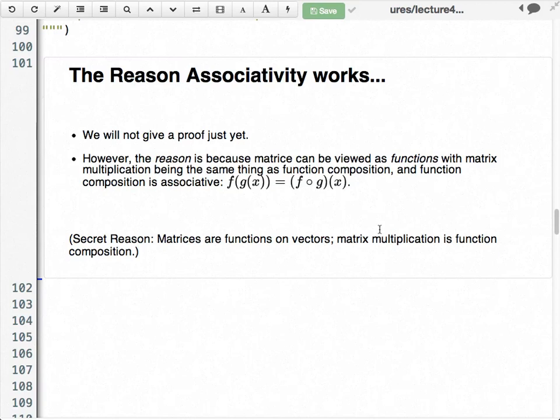This is something you probably know from calculus or pre-calculus or something. Because what does f composed with g composed with h of x mean? It means you plug x into h, and then you plug that into g, and then you plug that into f. And it's just exactly the same thing. They're all just f of g of h of x. So function composition is associative. Matrix multiplication is the same as function composition.